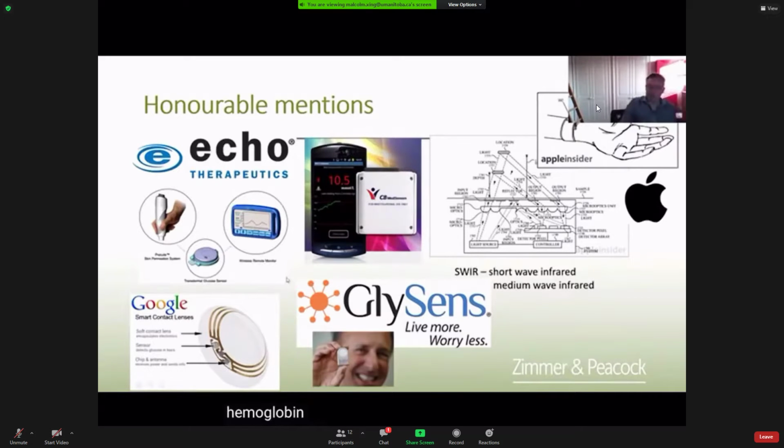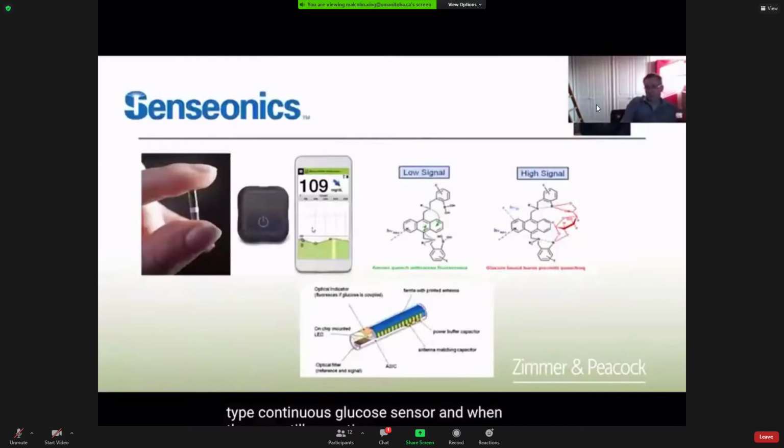Now, everyone thinks that Google invented this wearable contact lens for measuring glucose in the eye. I think that technology was old by the time Google had picked it up. So Google have also had a go at wearable biosensors. And there's a company here called Glysens who are making a much more invasive type of continuous glucose sensor, and they are still operating. Senseonics is definitely worth a mention in this market.